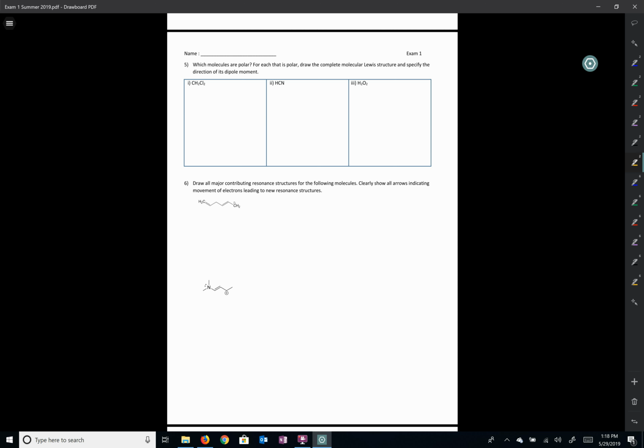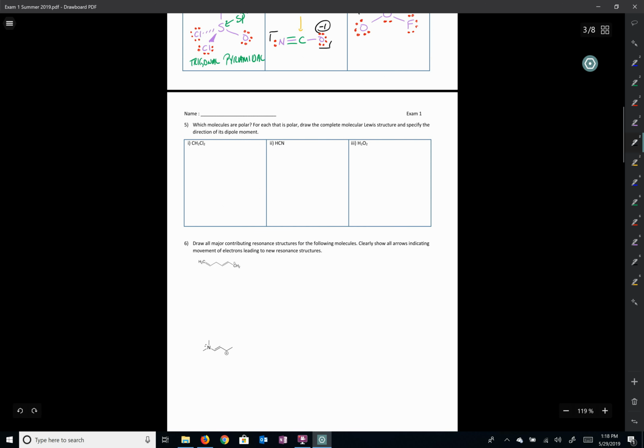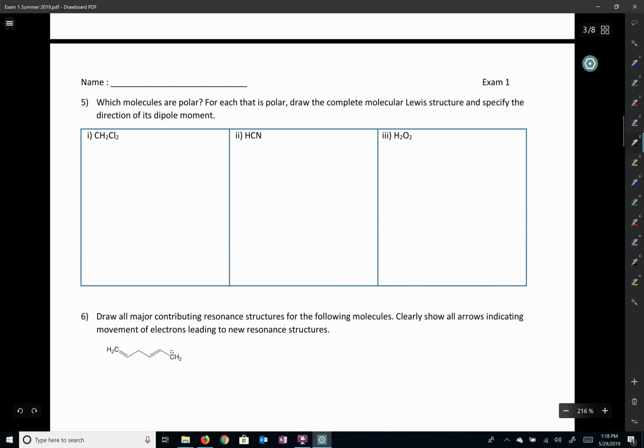All right, so we're looking at page 2 of exam 1 here for the summer semester. Let's take a look at question number 5. It asks which molecules are polar. Then draw the complete Lewis structure and specify the direction of the dipole moment.